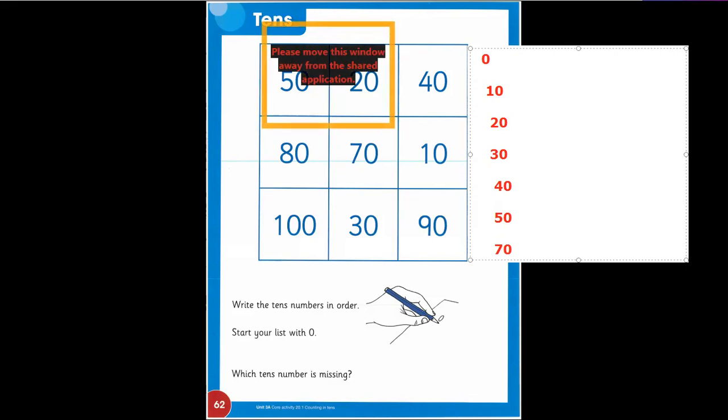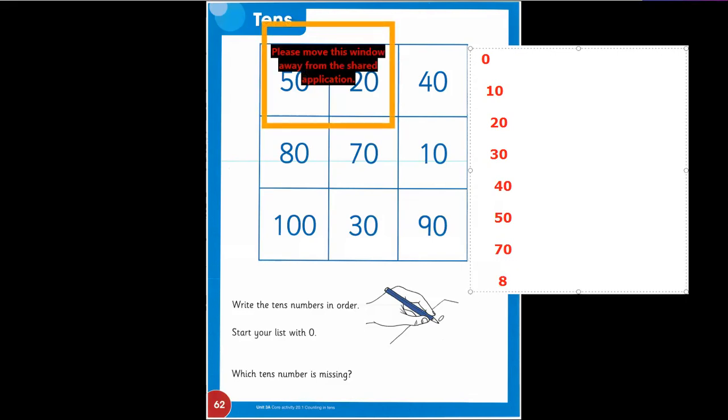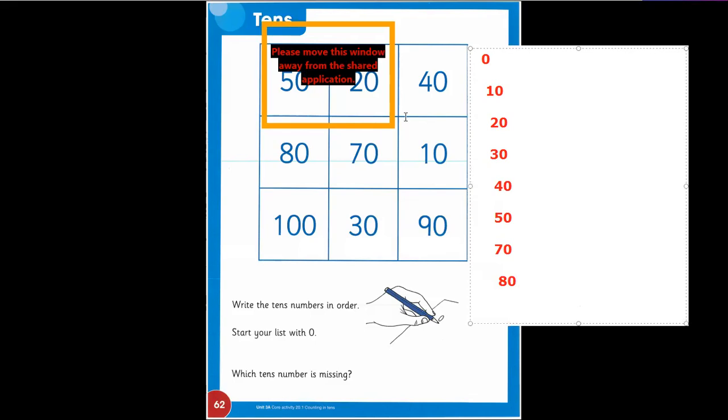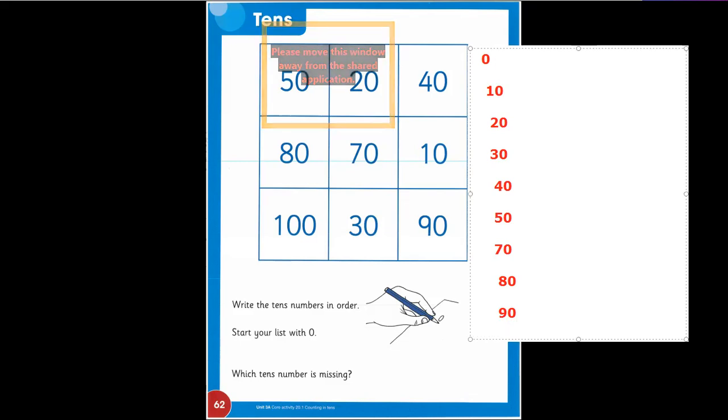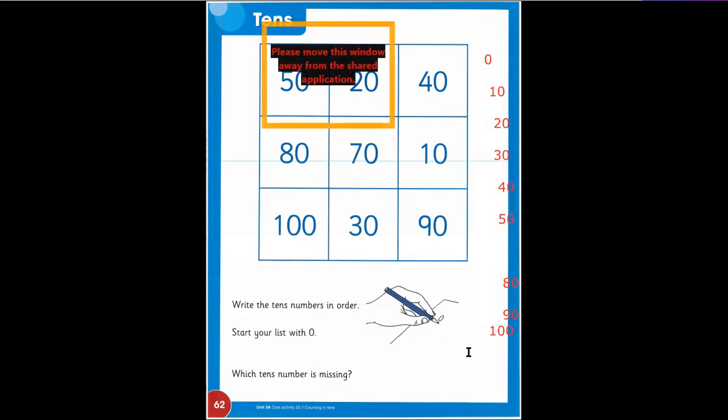70, 80, and then we have 90 and 100. Okay. So this is our list. 0, 10, 20, 30, 40, 50, 70, 80, 90, and 100.